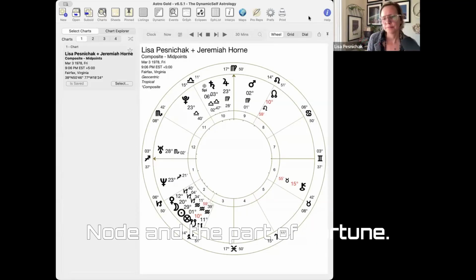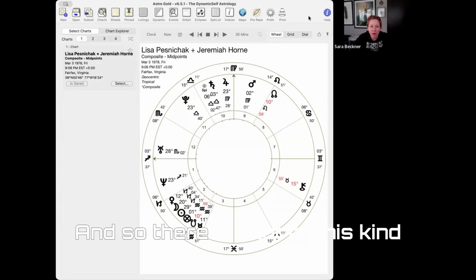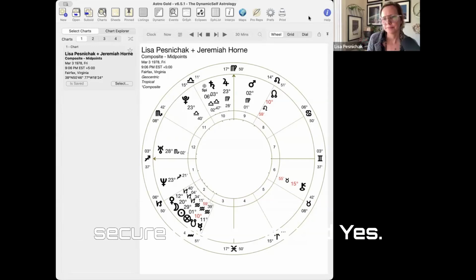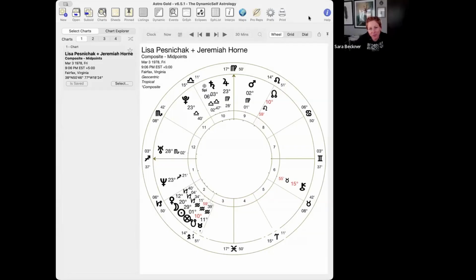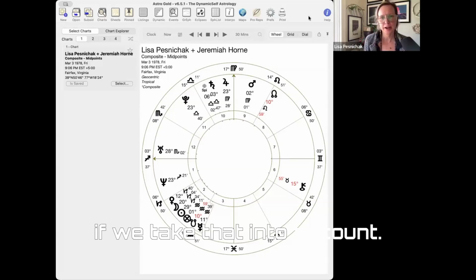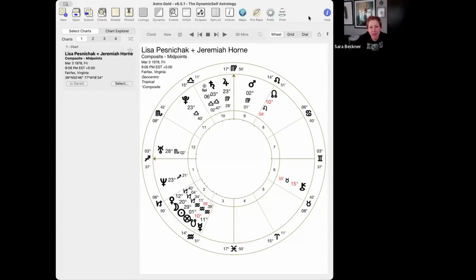Node and the part of fortune. And so there is a lot of this kind of Saturn thing in your chart about wanting to build and create something and secure yourselves. And yes, that is very Saturn's in the 10th house. It's in good dignity up there too, if we take that into account. And it's sextile to the ascendant, which is nice as well.